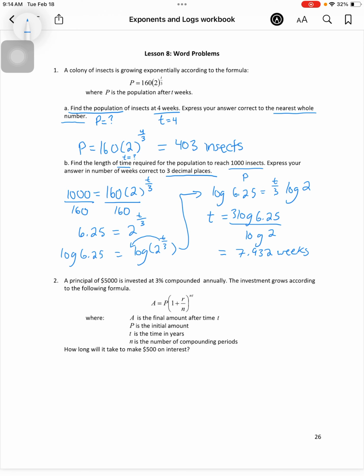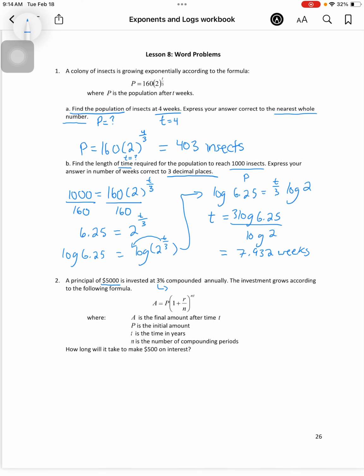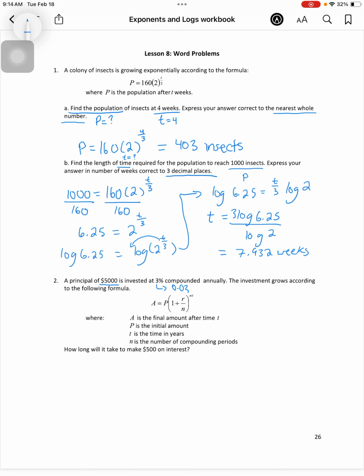So a principal of 5,000 is invested at 3% compounded annually. The investment grows according to the following formula. How long will it take to make $500 on interest? So here, what are some key information you have? So here, a principal of 5,000 is invested. So this is your starting value. Whenever you see a percentage, especially in logarithms, you should always convert this to a decimal version of itself. So here, you would just do 3 divided by 100, which is 0.03.